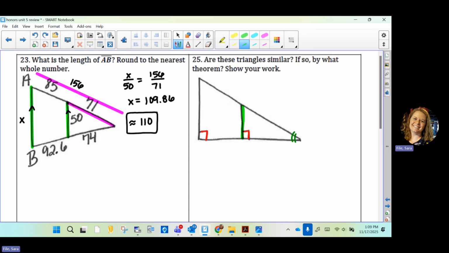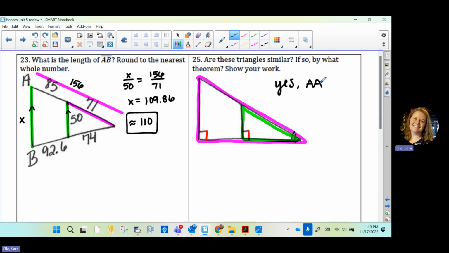In this small triangle, I've got these two angles that I know are congruent to those two angles in the large triangle. So I know two different angle pairs, two different corresponding angles are congruent. So I can say yes by angle, angle. And there's no work to show here. Okay, but knowing that two sets of corresponding angles are congruent proves similarity. It's just knowing that theorem, angle, angle theorem.